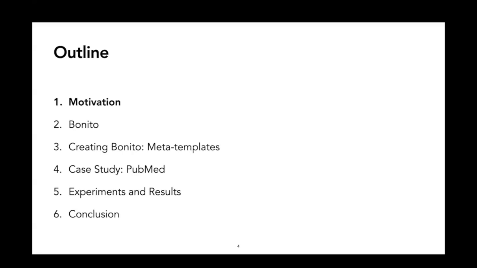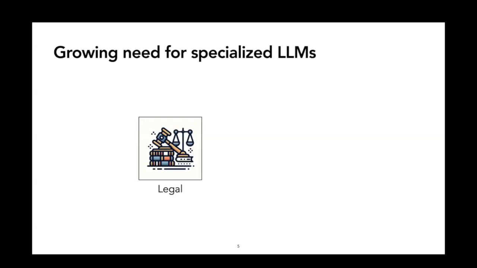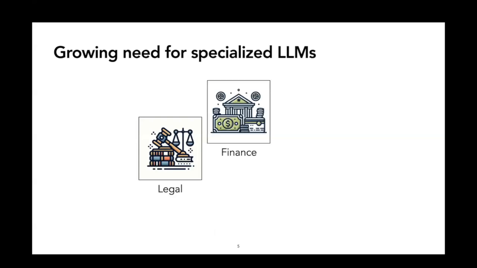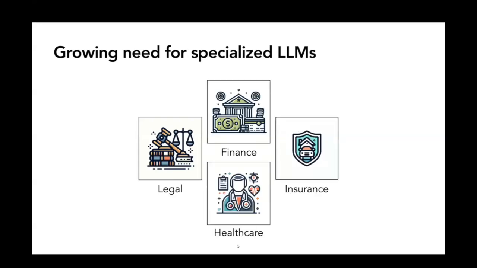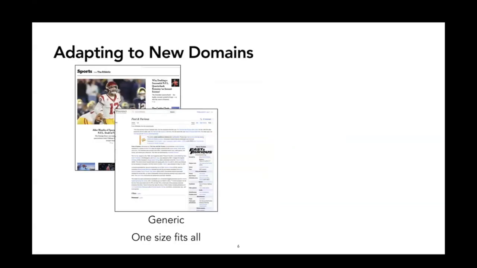Now let's understand the motivation for this work. There's a growing need for specialized LLMs. People from all walks of life want to use LLMs in their work. Professionals from areas like legal, finance, healthcare, insurance, and more want to use LLMs to assist them in their work. Existing LLMs are trained to be general so that they can serve a wide range of use cases.